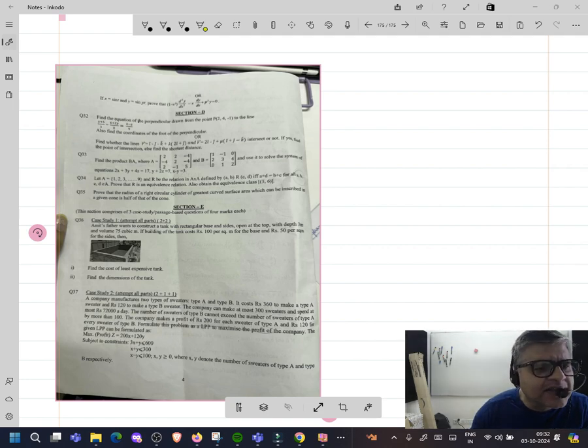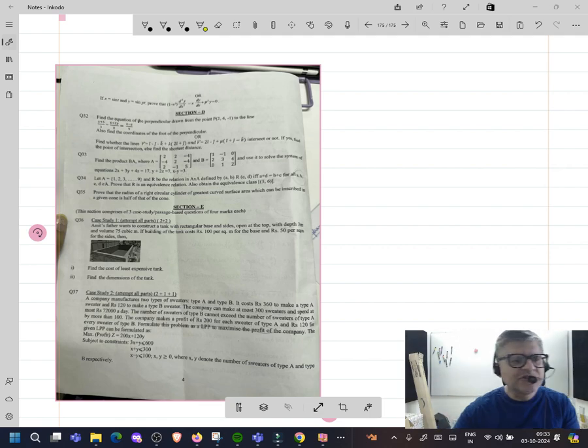So Amit's father wants to construct a tank with a rectangular base and sides, open at the top, with depth 3 meters and volume of 75 cubic meters. If building the tank costs rupees 100 per square meter for the base and rupees 50 per square meter for the sides, then find the cost of the least expensive tank and find the dimensions of the tank.